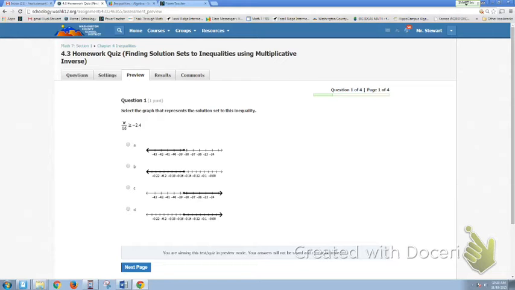So select the graph that represents the solution set, question number 1, to this inequality. And let me make one up. So I'll put W over something easy, 2, let's say, is greater than or equal to a negative 3.4.